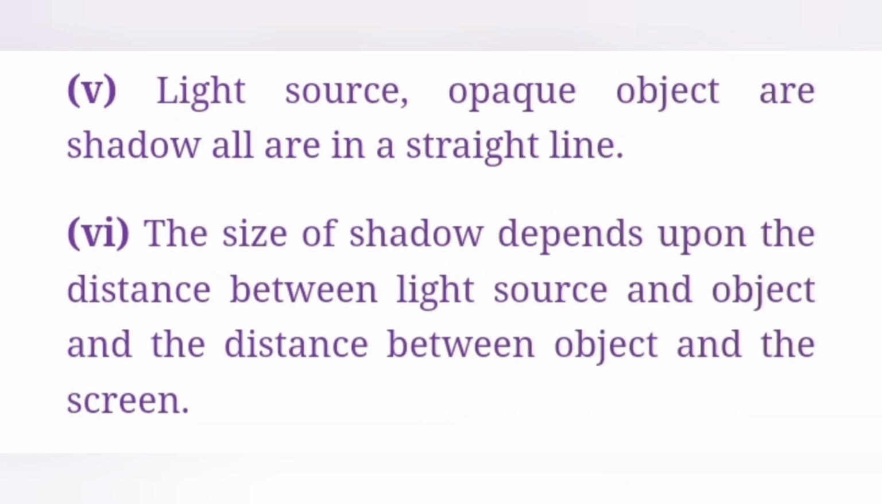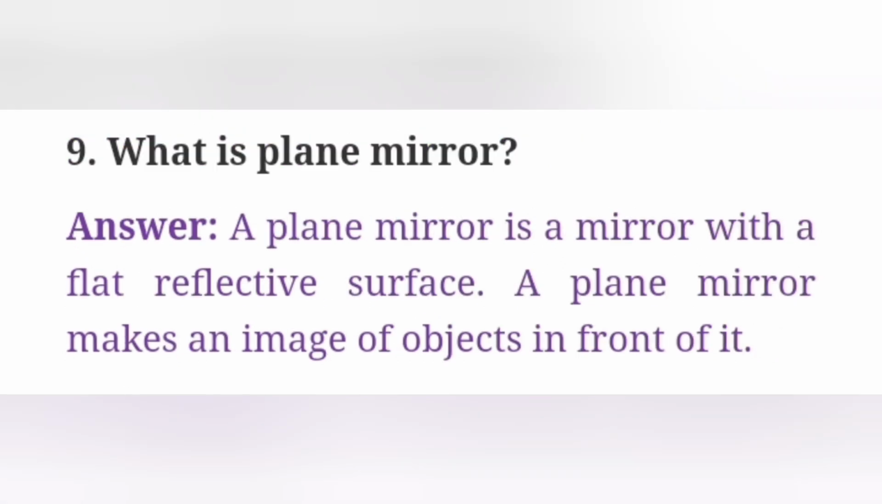Fifth point, the light source, opaque object and shadow are all in a straight line. Sixth point, the size of a shadow depends upon the distance between the light source and the object, and the distance between the object and the screen. Ninth question, what is a plane mirror? Answer: a plane mirror is a mirror with a flat reflective surface. A plane mirror makes an image of an object in front of it.